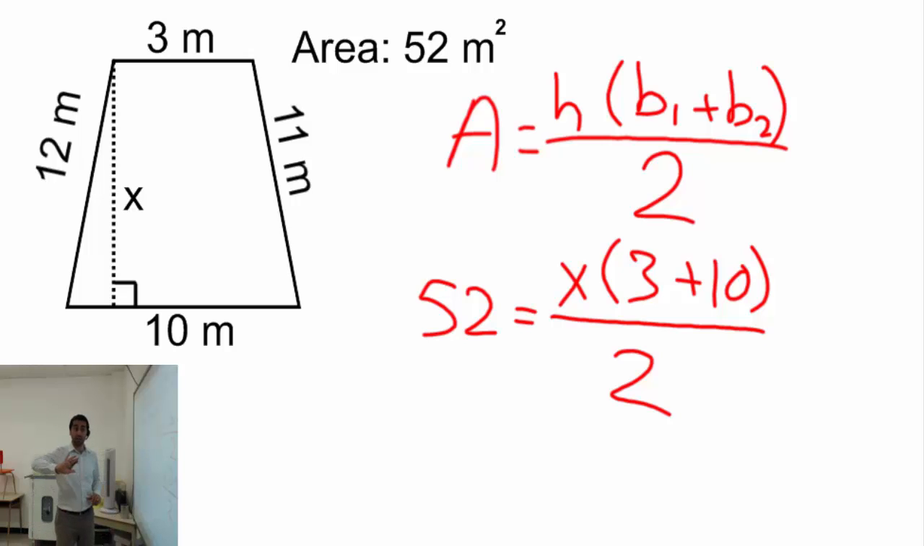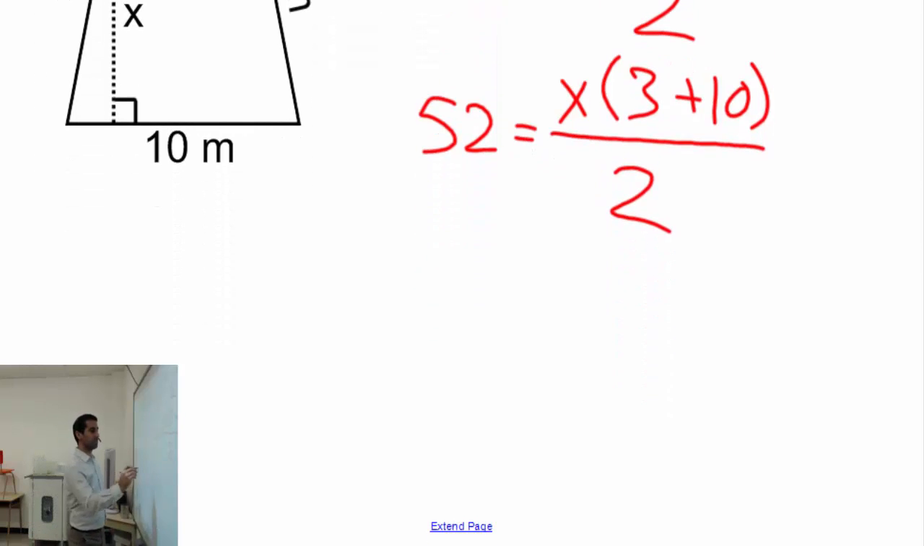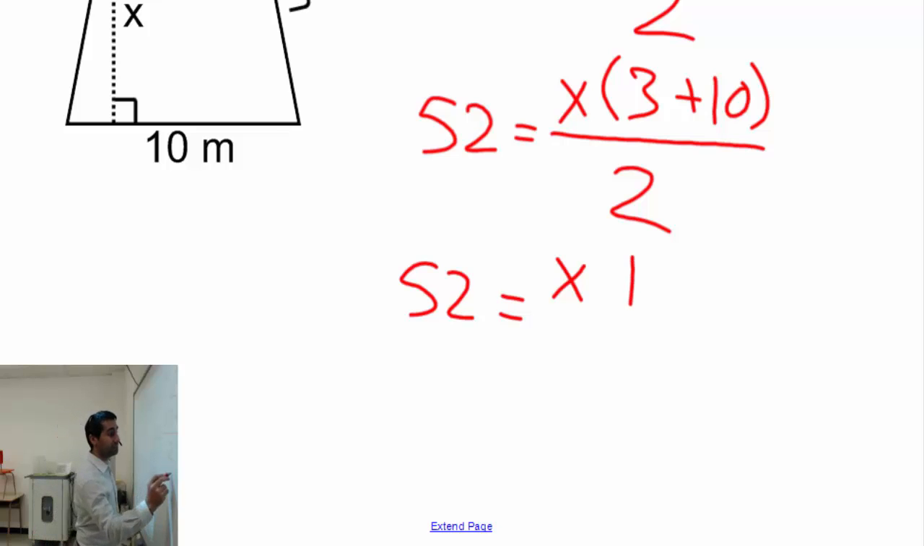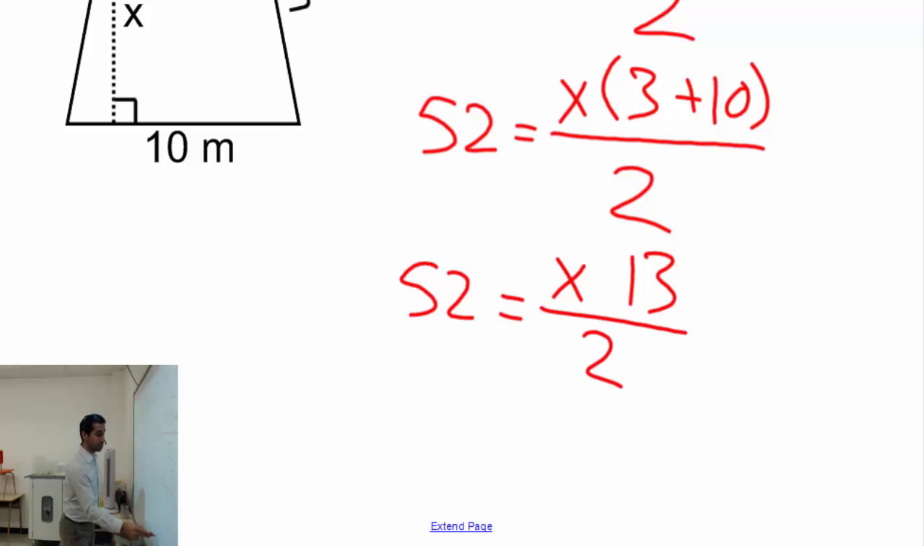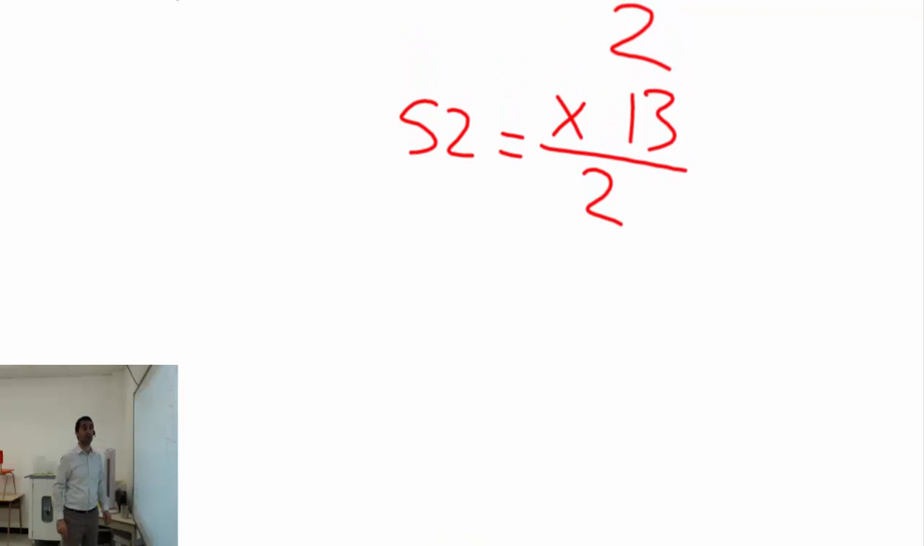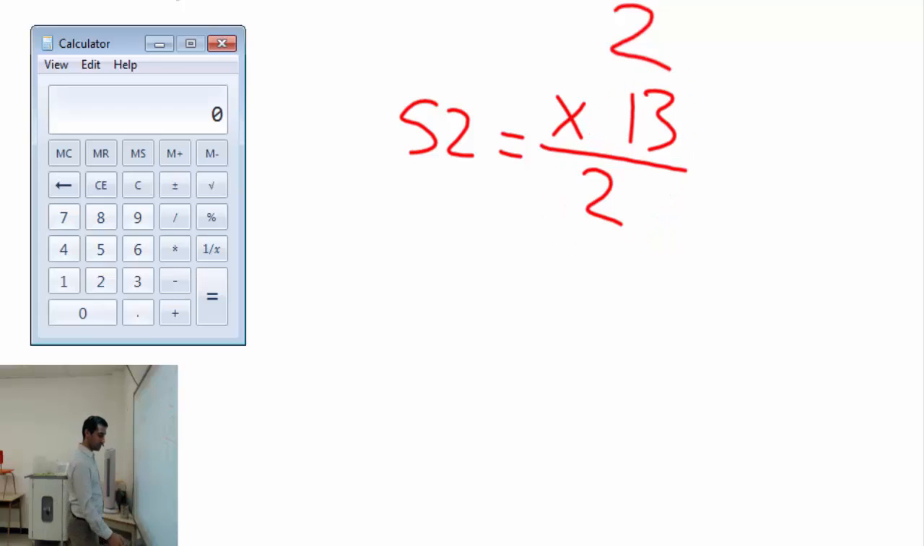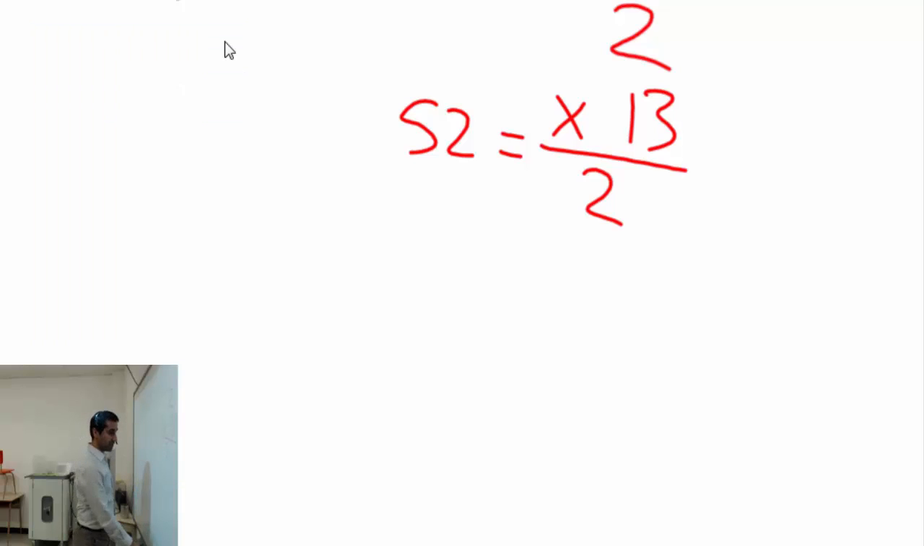And let's organize the right side right now. 52 equals X is gonna stay the way it is. 3 plus 10 is 13. Let's write that down there, divided by 2. Let's continue to organize the right side. 13 divided by 2, what's that? Let's organize here. And calculator: 13 divided by 2 will give me 6.5. Let's go ahead and write that down.